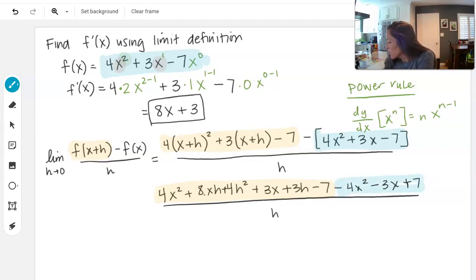And now I'm going to look for all this stuff that cancels, right? Magic's going to happen here. We still have a limit. Oh my gosh, I forgot my limit. You guys should have been yelling at the camera, at the screen. Limit as h goes to 0.